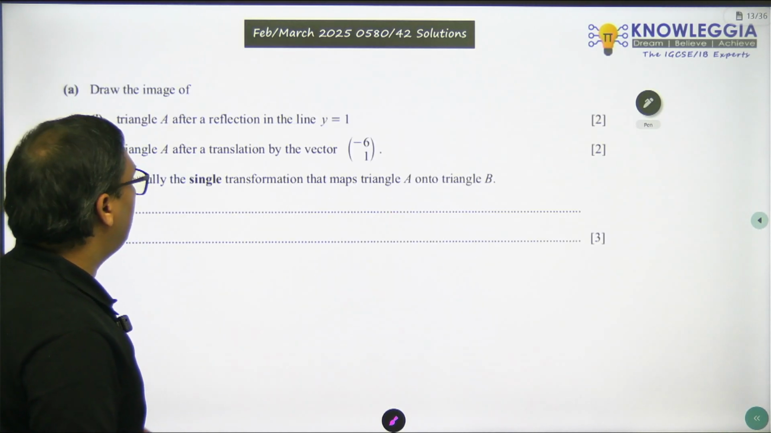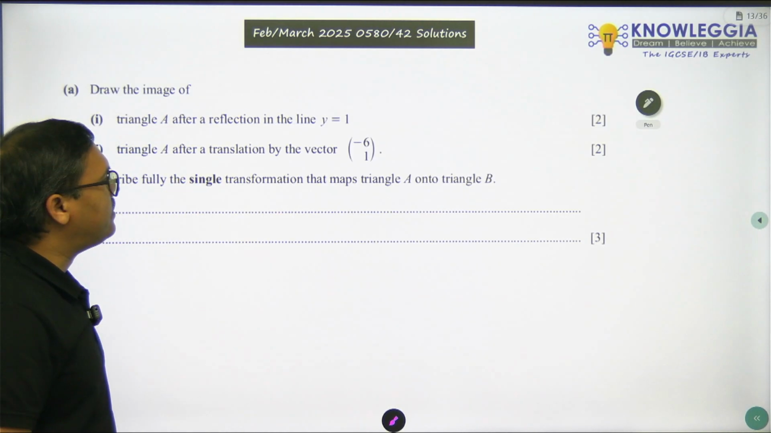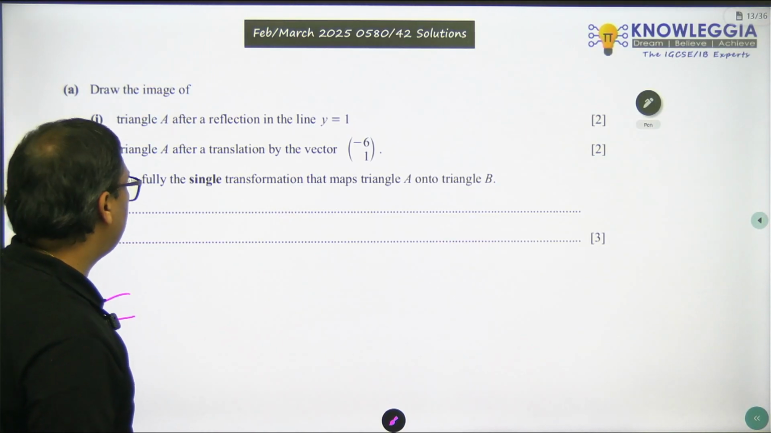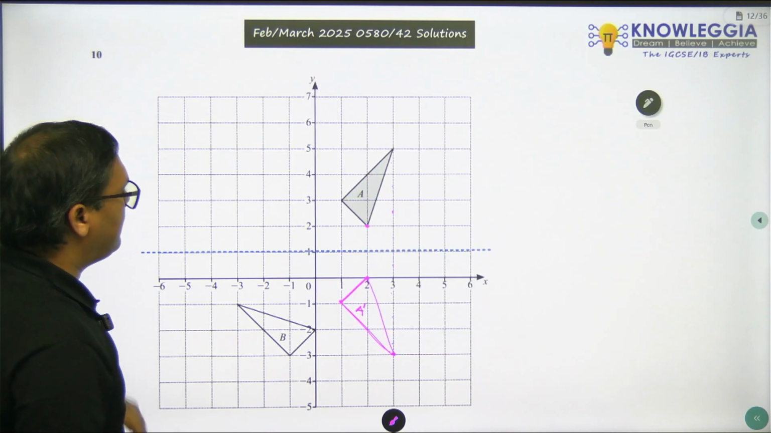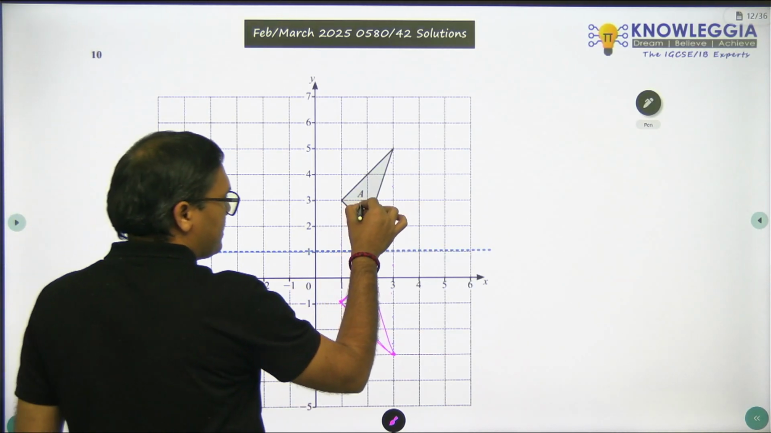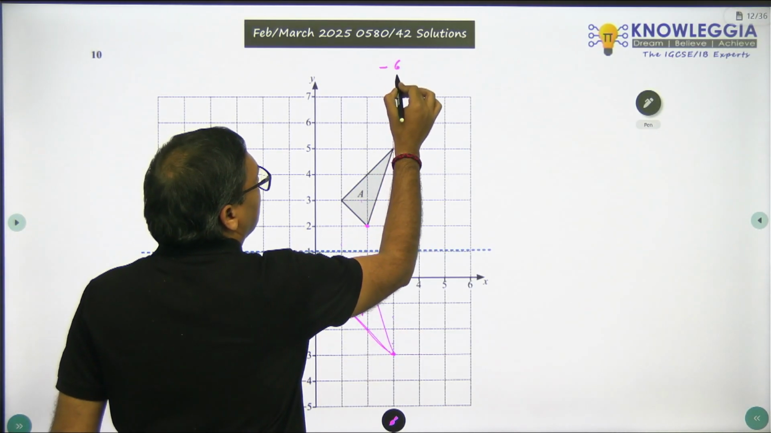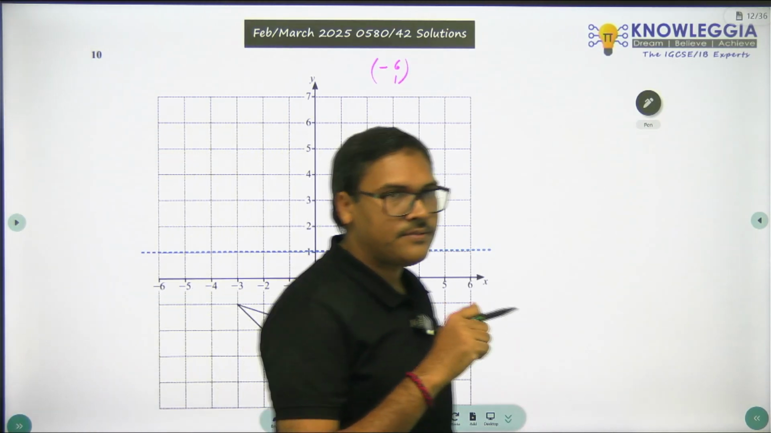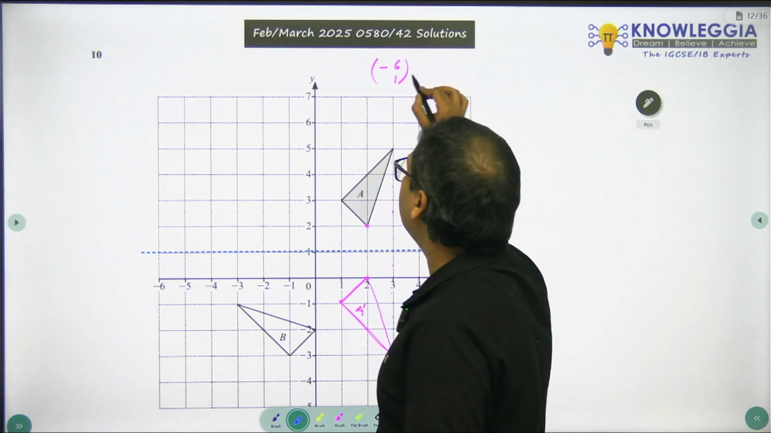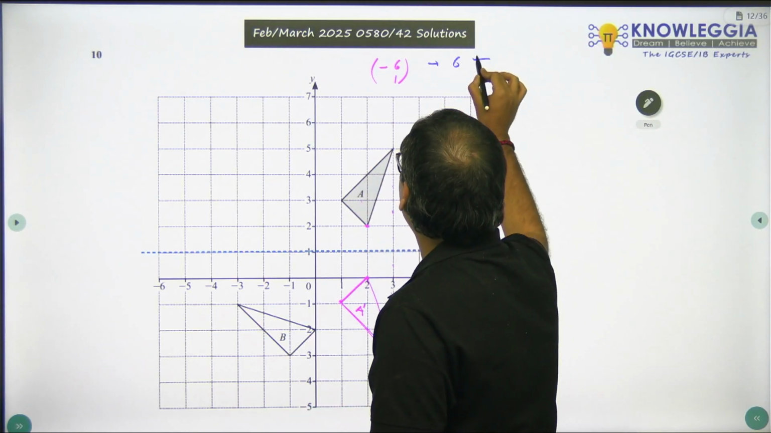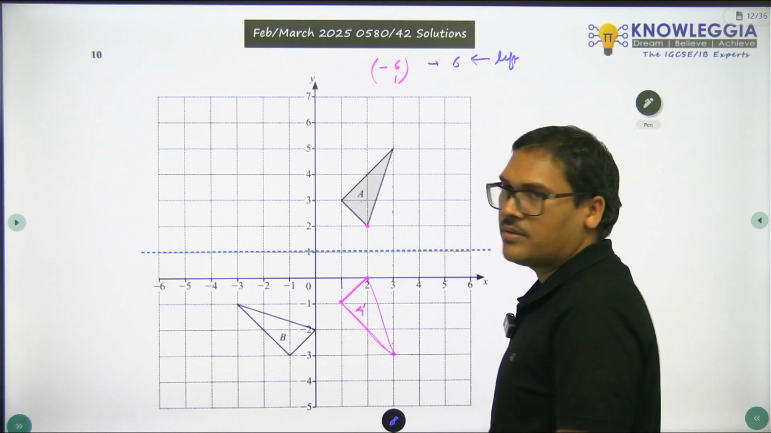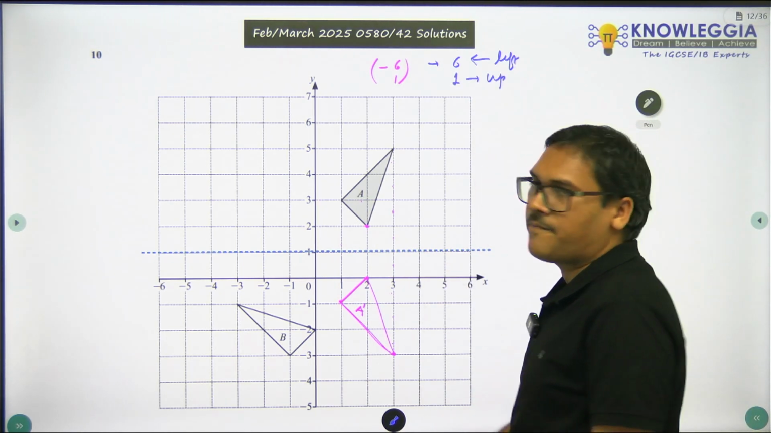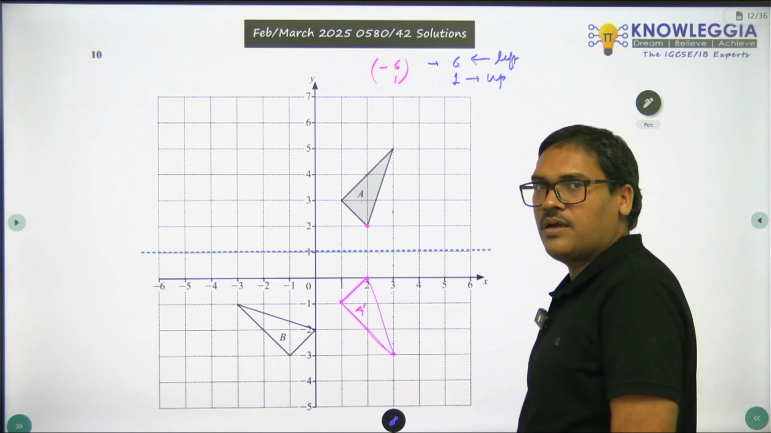Now triangle A, after the translation by a vector minus 6, 1. Translation by minus 6, 1. So you have to translate this by minus 6, 1. That is, how will you translate? Every point will move minus 6, that is 6 units left, and 1 unit up. 6 units left because negative, and 1 unit up.